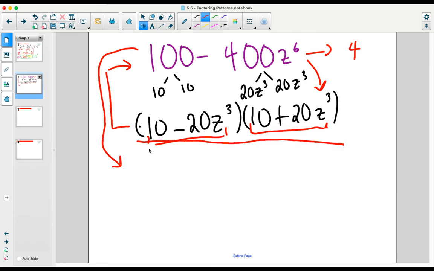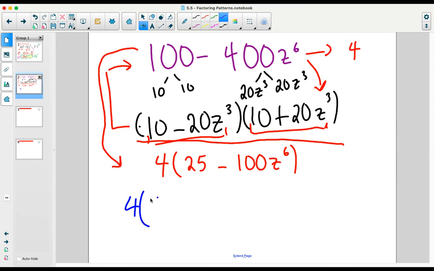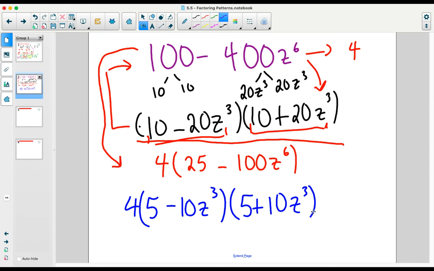In order to do that, we're going to have to start by removing our common factor of 4. We remove our common factor of 4, and we're left with a binomial of 25 minus 100z to the sixth. Fortunately for us, that is also a difference of squares, so we can continue our factoring one more line and use both of the squares in that binomial to create another difference of squares.